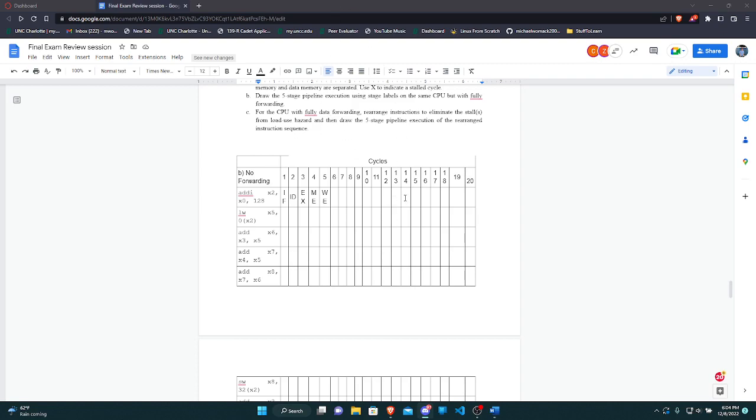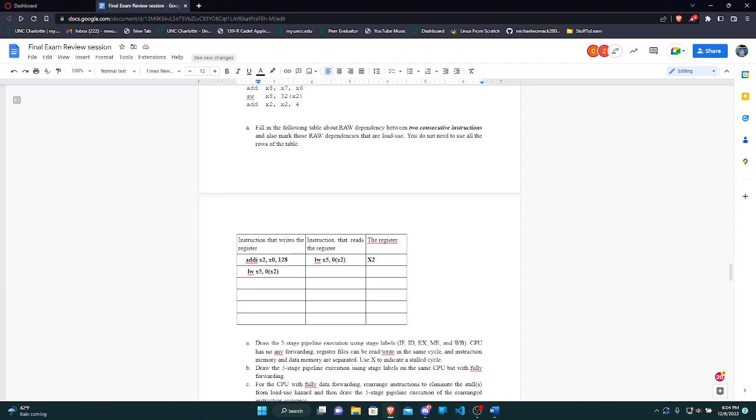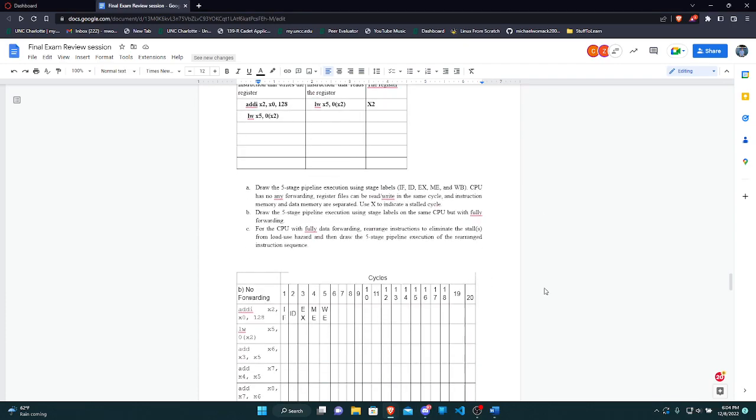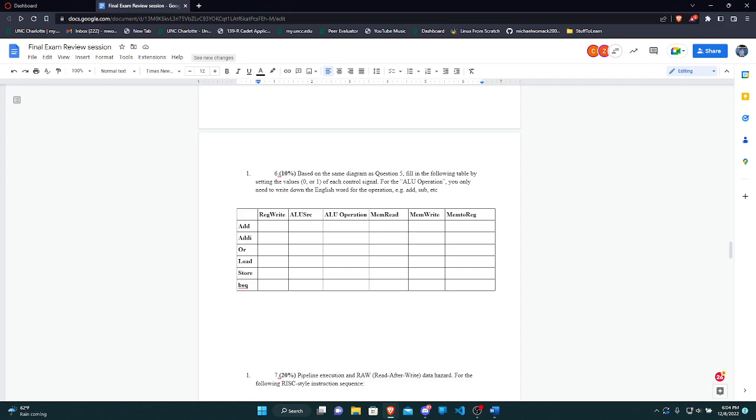All right, so I guess we'll move on to number 6. Yeah, this one's going to be a little awkward. I'm going to need to keep scrolling back up to the picture. Number 6 is based on the diagram above: fill in the following table by setting the value 0 or 1 for each control signal. And for ALU operation, you only need to write down the word for the operation.